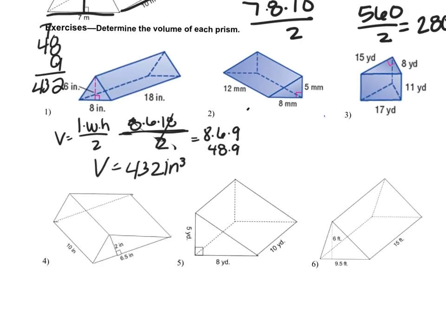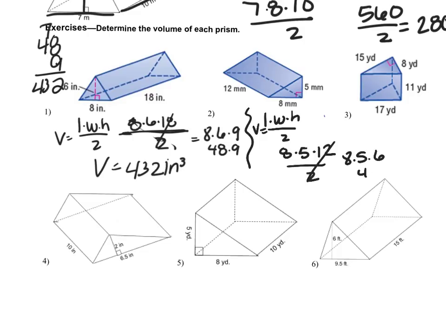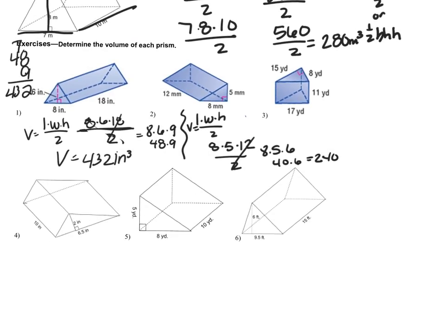Okay, so number 2, we're going to say length times width times height divided by 2. So we're going to say 8 times 5 times 12 divided by 2. And I'm going to take half of 12, which is 6. So 8 times 5 times 6, 40 times 6 is 240 millimeters squared, because that's what we're doing.